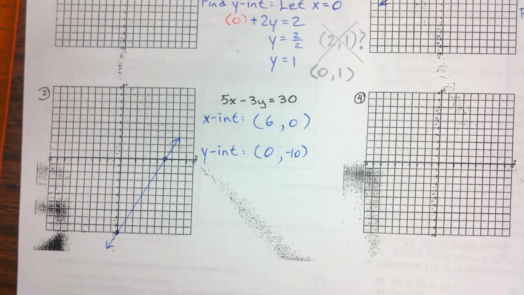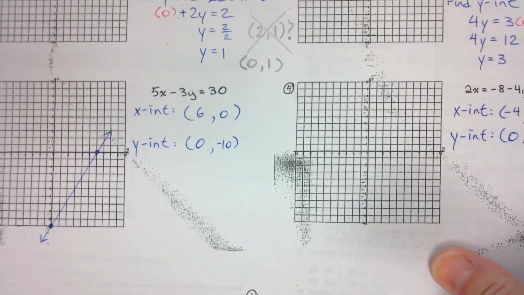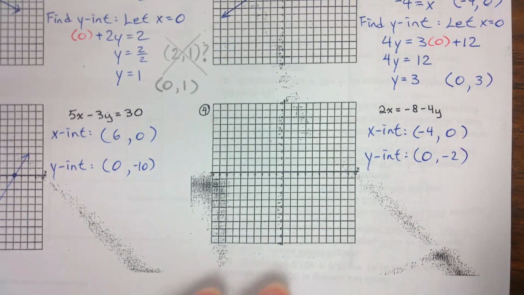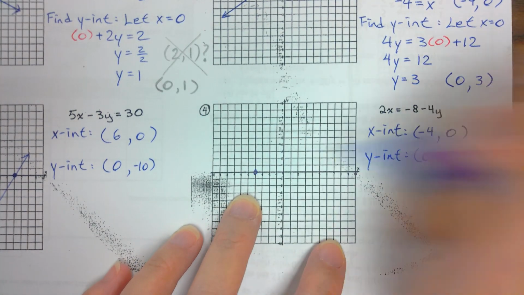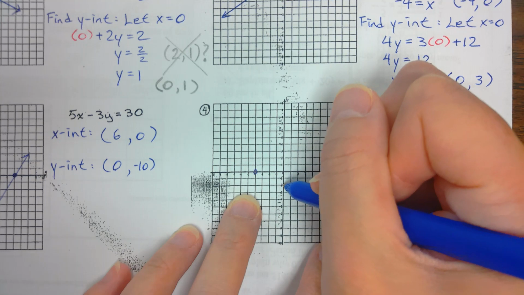Negative 4, 0. Okay. And Sunny, what did you get for the y-intercept? 0, negative 2. Is that what everyone got? Good. Oh, sorry, you guys couldn't see. So negative 4, 0, and 0, negative 2.